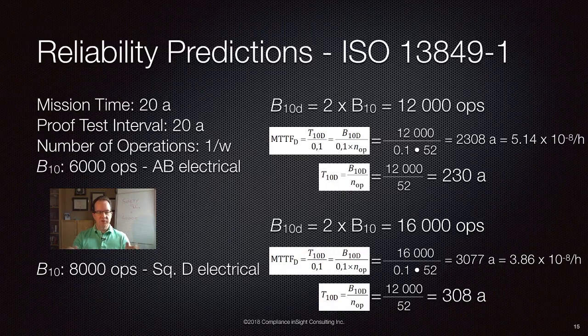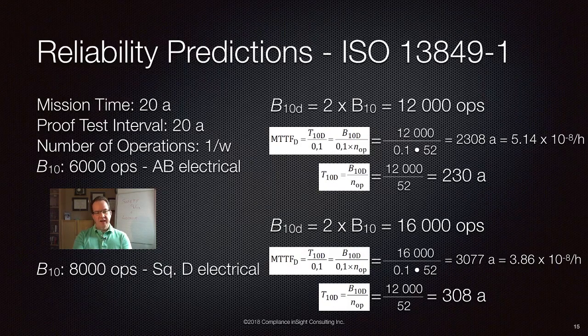And that seems like a huge number. That doesn't mean that any individual switch is going to live 2,308 years. What it actually means is that if we had a sample of, let's say, 100 switches that were being tested, we could say that after 2.3 years, we would expect to see 10% of those switches fail dangerously. Okay, so that's what MTTFD is about.